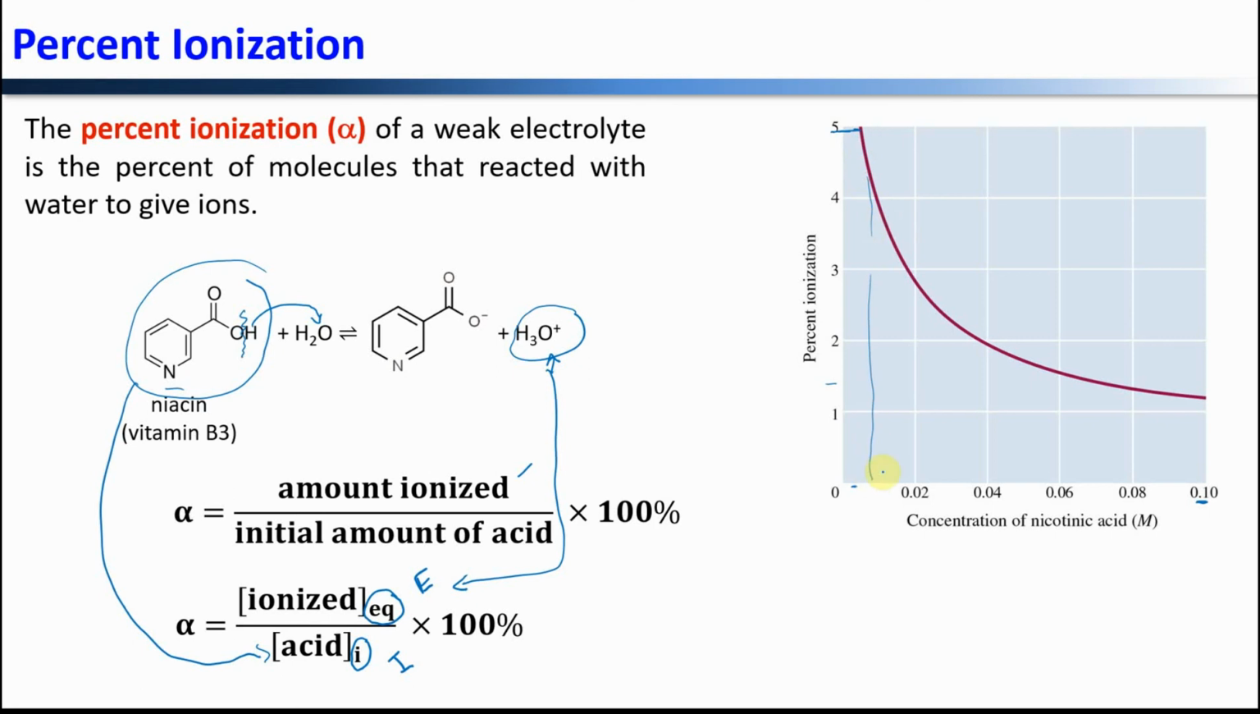The most ionization. And even at that, this is percent ionization, so this is 5%. That means in this solution, I still have 95% of my niacin acid in there. So for our weak acids, it's important to keep track that we are dealing with actual tiny numbers rather than some large concentrations.